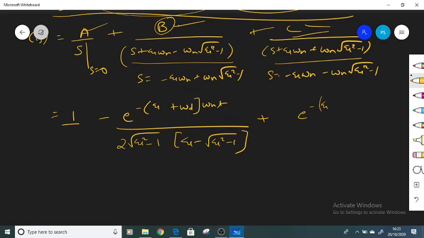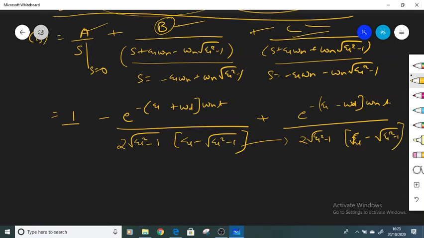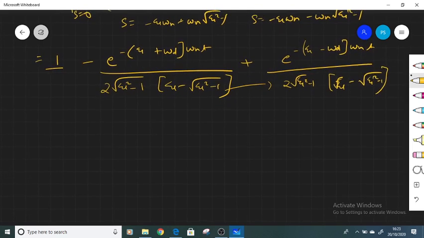It will be e to the power minus (zeta minus omega d) into omega n t divided by this complete thing. Okay, this thing and this thing, they are actually going to be the same: zeta square minus 1 multiplied by zeta minus under root of zeta square minus 1. This is the output that you are getting for the overdamped system. Now can you visualize this? You have got three terms over here.